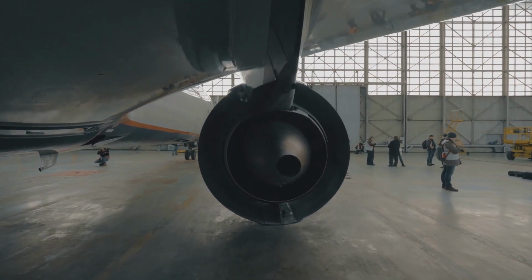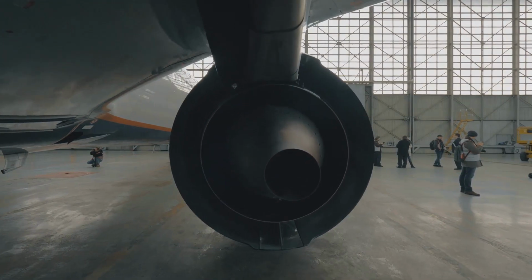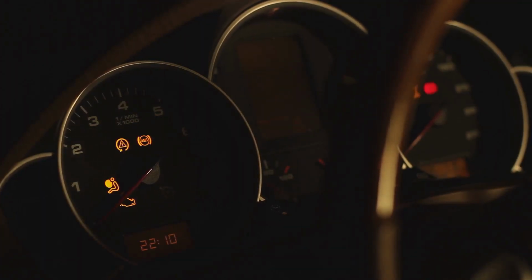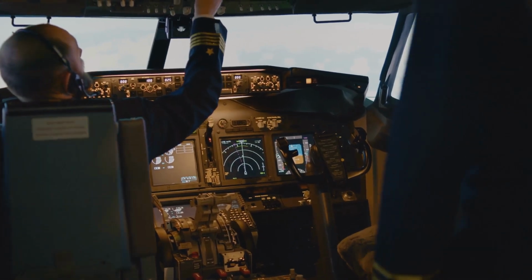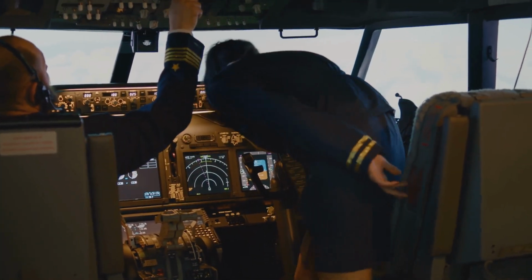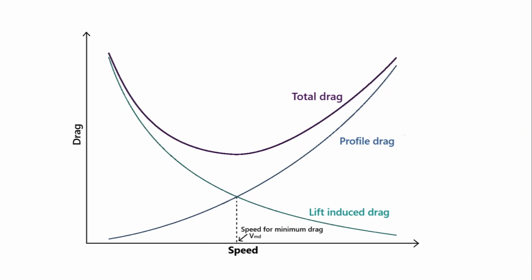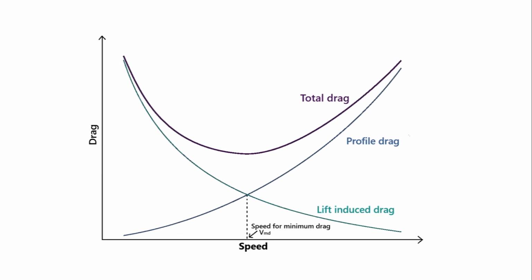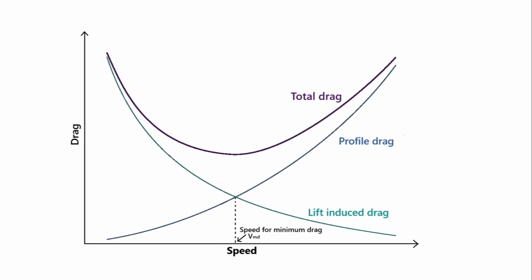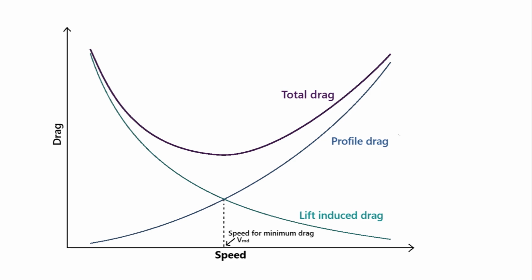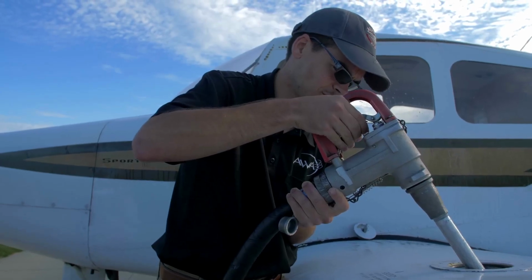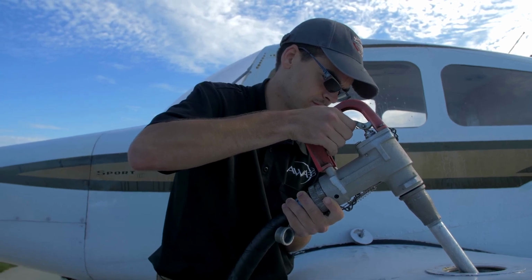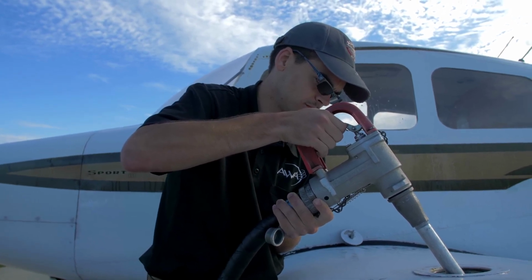Now let's delve into a critical aspect of aerodynamics. Similar to how a car has an optimal speed for fuel efficiency, aircraft have a specific speed known as the minimum drag speed. This is the velocity at which the aircraft encounters the least aerodynamic resistance. It represents an equilibrium between lift-induced drag and profile drag. Identifying this optimal speed is essential for pilots, as it enables efficient flight operations and maximizes fuel economy.